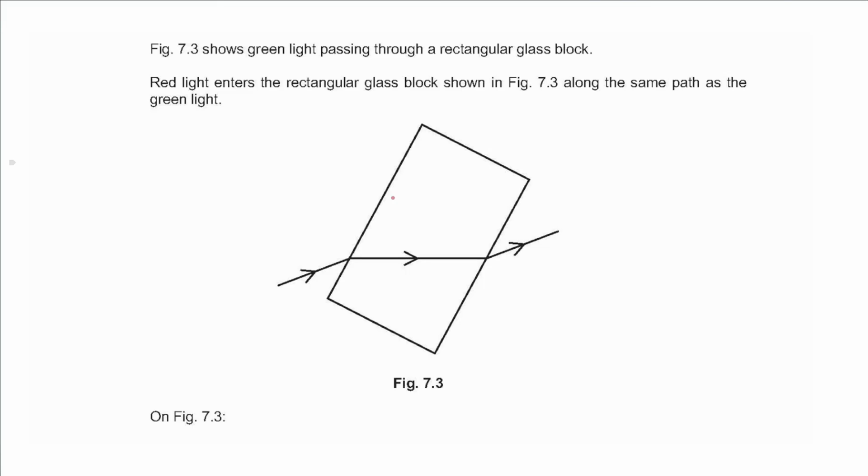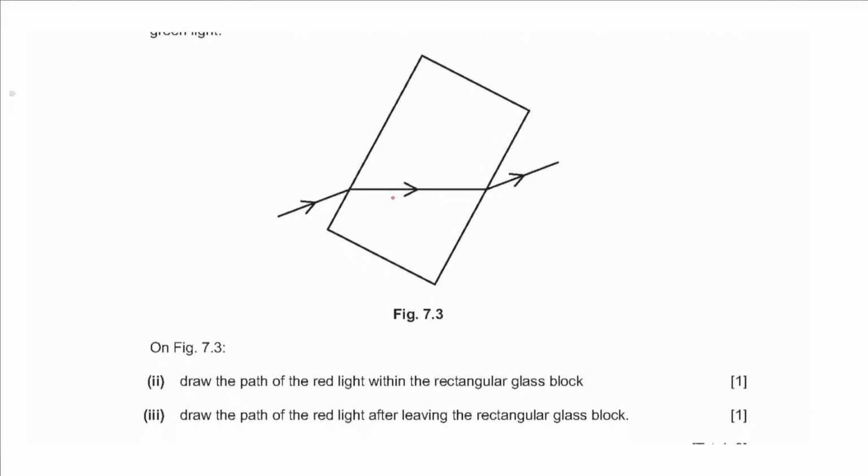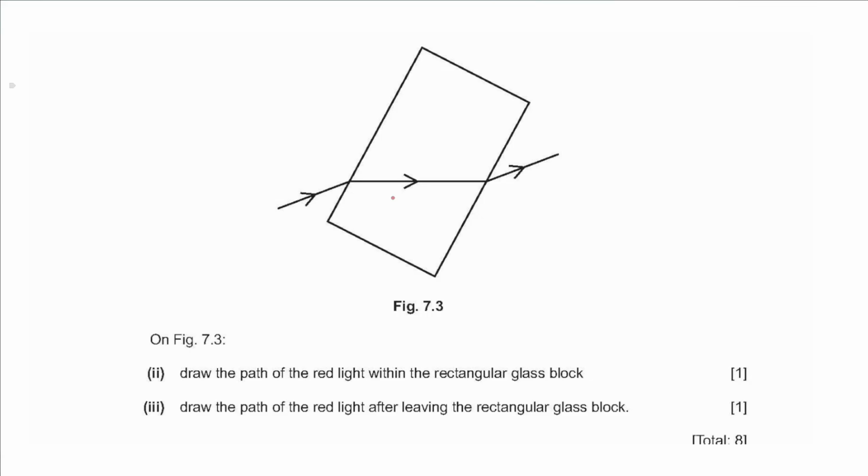Now the question says figure 7.3 shows green light passing through a rectangular glass block. Red light enters the rectangular glass block shown in figure 7.3 along the same path as the green light. On figure 7.3, first draw the path of the red light within the rectangular glass block and then draw the path of the red light after leaving the rectangular glass block. We are going to do the same thing, entering the glass. Again, we are not going to continue in the same direction.